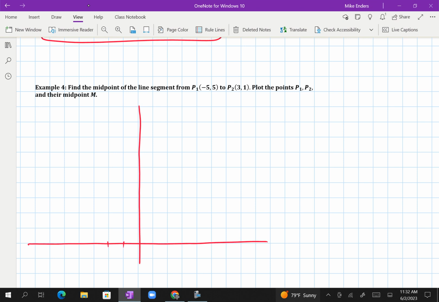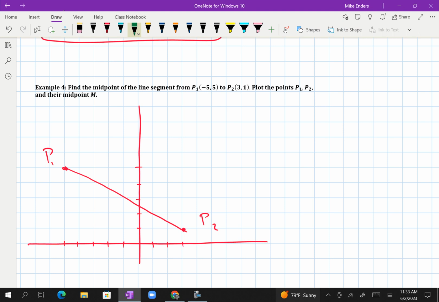Let's see, so 1, 2, 3, 4, 5, negative 5, and then 1, 2, 3, 4, 5. So where those intersect, there's point P1, and then point P2 is at 3, 1. So 1, 2, 3, 1. So there's point 2. And then we're saying if we take a look at those, where's the midpoint? Okay, so just by guessing, the midpoint is going to be right around in this area. So just graphically, I'm going to guess that that's going to be negative 1, 3.